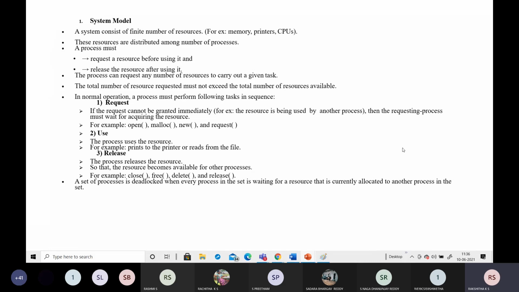Next we'll see the system model. A system consists of a finite number of resources. These resources are distributed among a number of processes. We know the difference between the process and the resource. To execute a particular process we need some resources. For example, a computer: I need to take a printout from the computer.